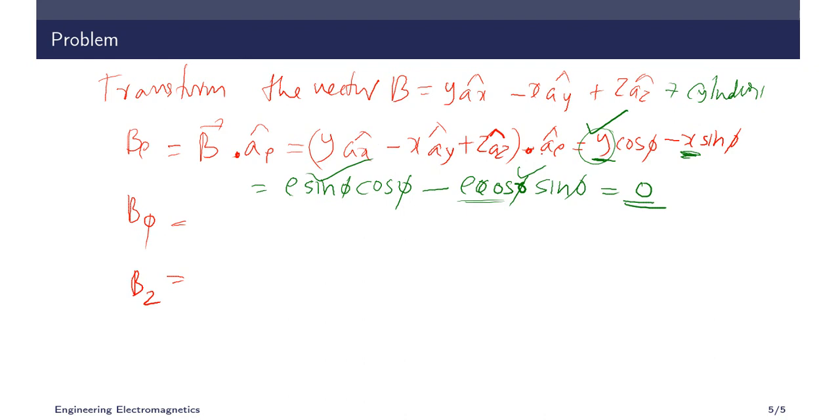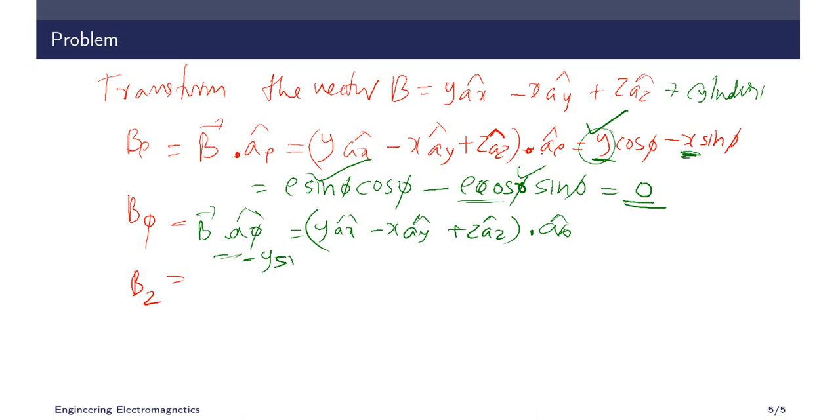Now we have to find the value of b phi. So what is b phi? B dot a phi cap, so that will be y ax cap minus x ay cap plus z az cap dot a phi. So ax dot a phi, we know, is minus sin phi, so that will be minus y sin phi, minus x times ay dot a phi, which is cos phi, so minus x cos phi.